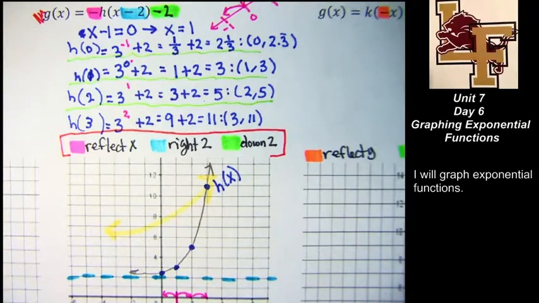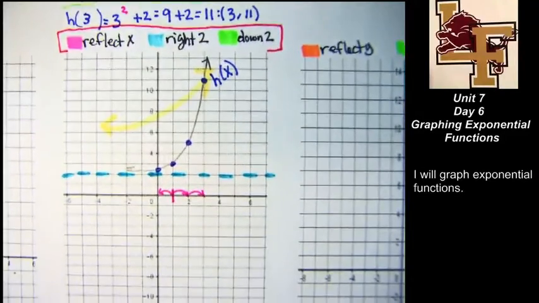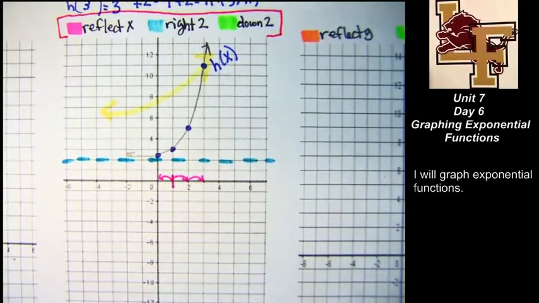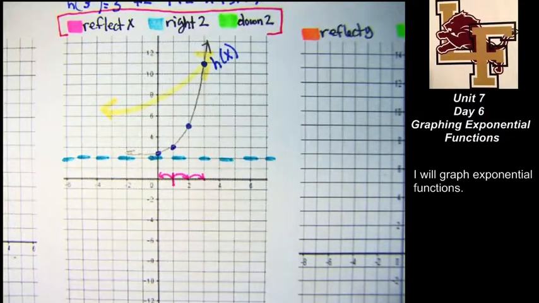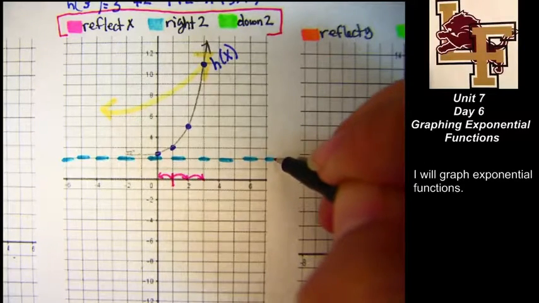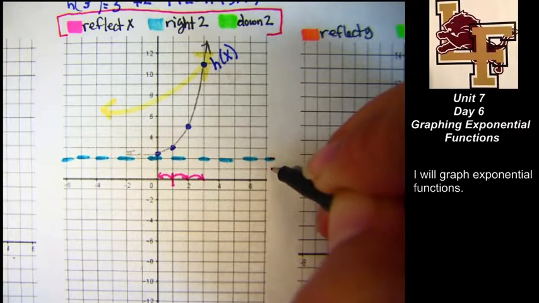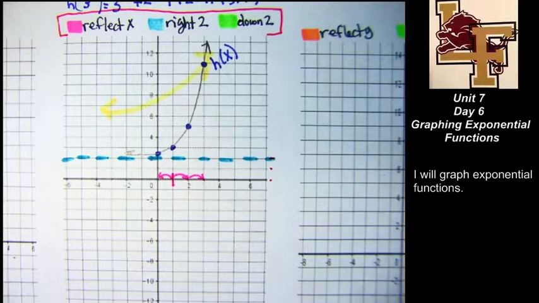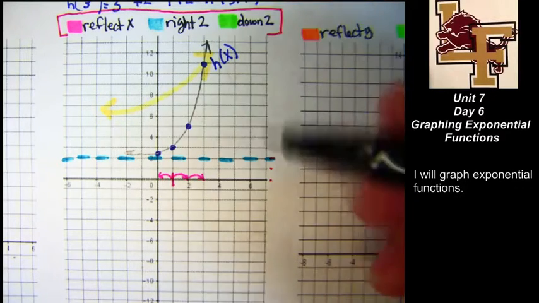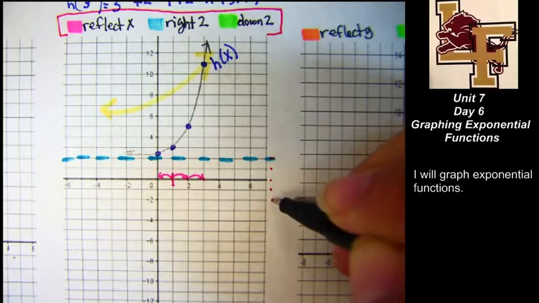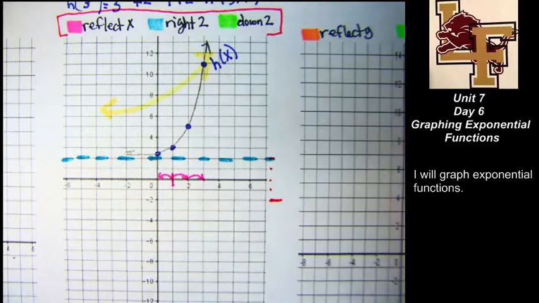I'm going to do that to the horizontal asymptote first. Here's my horizontal asymptote right here. It is 2 units away from my x-axis, so I'm going to go 2 units away. This is where my new horizontal asymptote is going to end up. Note I'm not drawing it across the graph yet, I'm just indicating where it is right now.